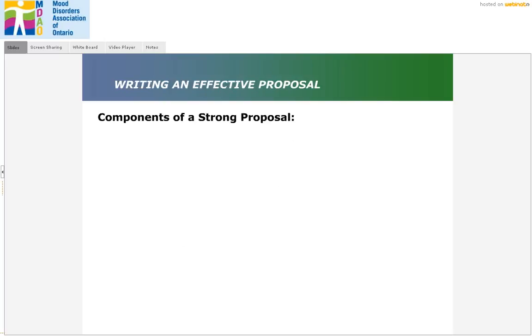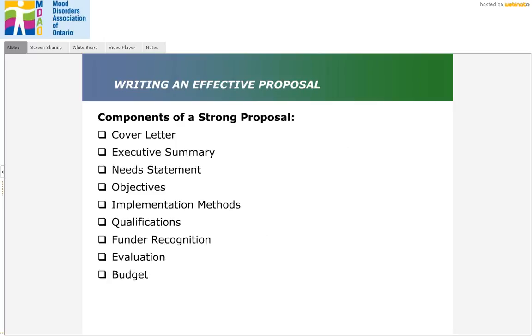So components of a strong proposal, which I'll go one by one, is the cover letter, executive summary, the needs statement or statements, the objectives of the project, the implementation methods, that is, how are you going to implement the project, the qualifications, funder recognition, evaluation, and of course, the budget.